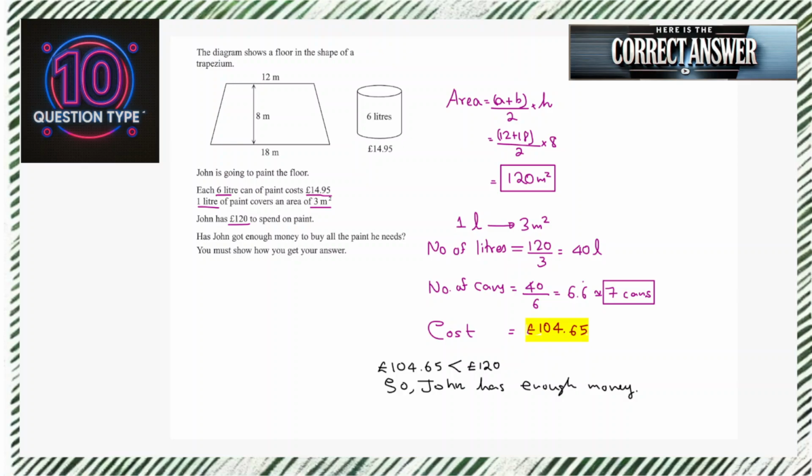So here you need 7 cans, and what's the cost? £14.95 multiplied by 7 gives you £104.65. In a question like this, you need to very clearly show how you came to your conclusion. So at the end, John has £120, so you can clearly indicate £104.65 is less than 120, so John has enough money. Let's try another question.